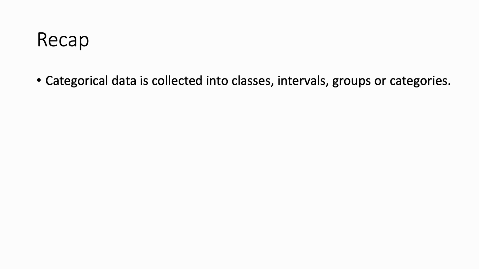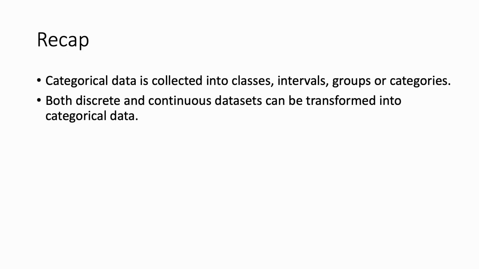So, to recap, categorical data is collected into classes, intervals, groups, or categories. Both discrete and continuous data sets can be transformed into categorical data through binning. Frequency distribution can be listed either as tables or bar charts or histograms for the continuous data that has been transformed into categorical data.